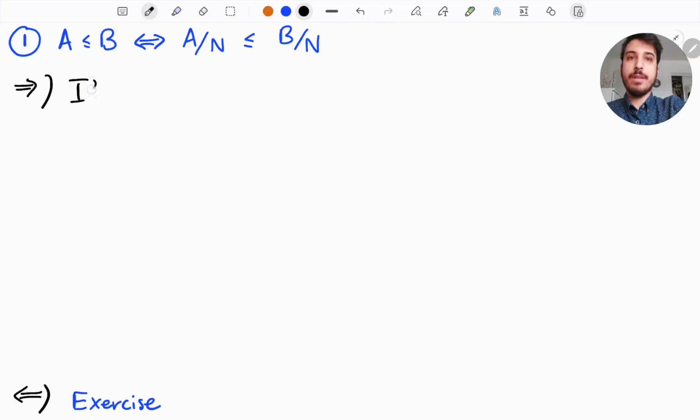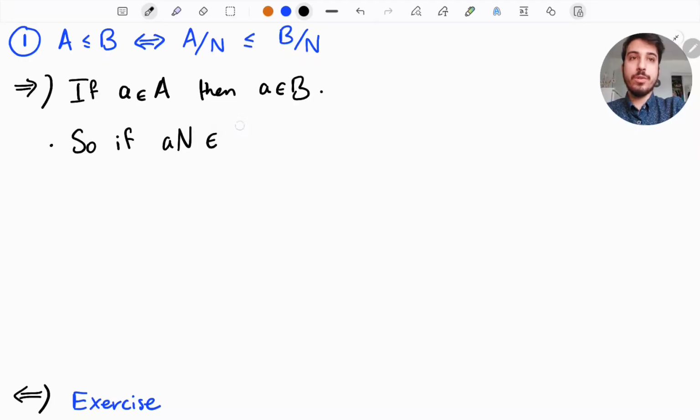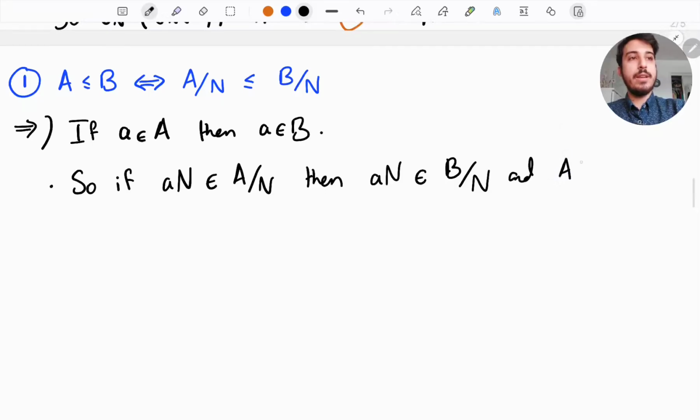So if a is an element in A, then because A is a subset of B, a is an element in B. So if aN is an element in the quotient group A/N, then because a is in B, aN is an element in the quotient group B/N. So an element here is found in here, and we get that A/N is a subset of B/N.